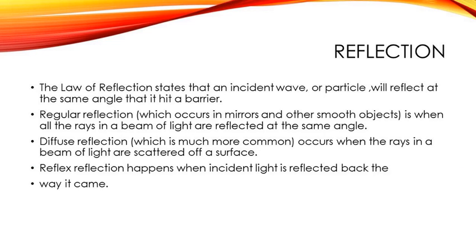Reflection. The law of reflection states that an incident wave or particle will reflect at the same angle that it hit a barrier. Regular reflection, which occurs in mirrors and other smooth objects, is when all rays of the beam of light are reflected at the same angle. Diffuse reflection, which is much more common, occurs when the rays in a beam of light are scattered off a surface. Retroreflection happens when incident light is reflected back the way it came.